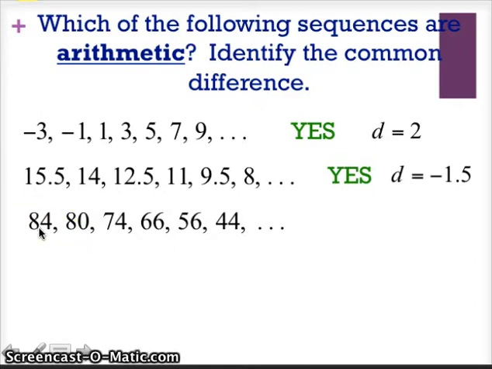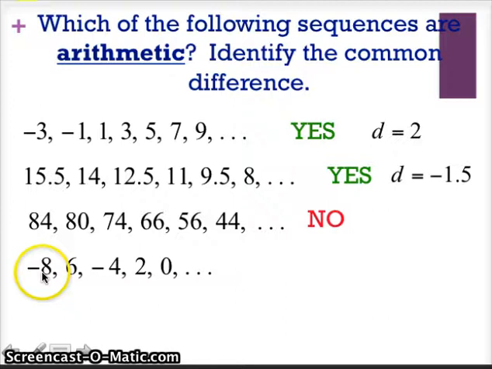Okay, so let's see about this one. Going from 84 to 80, it looks like 84 minus 80 gives us 4. It went down 4. And then going from 80 to 74, there it goes down 6. So it looks like it's not going down by the same amount each time. So no, this sequence is not arithmetic.